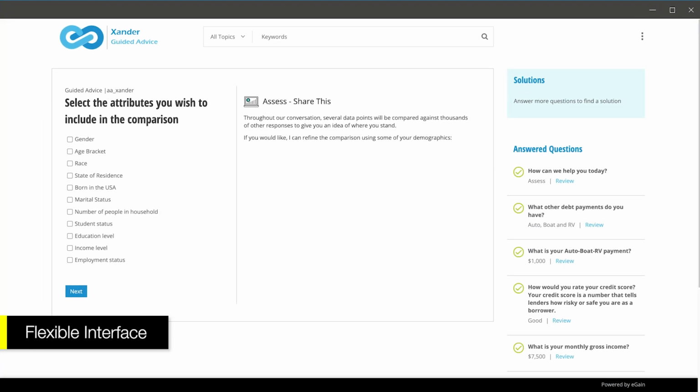The interaction flow and business rules are the same. All that changes is the user interface. From colors and logos to the questions that are asked, underlying business rules, and screen layout, everything is customizable.